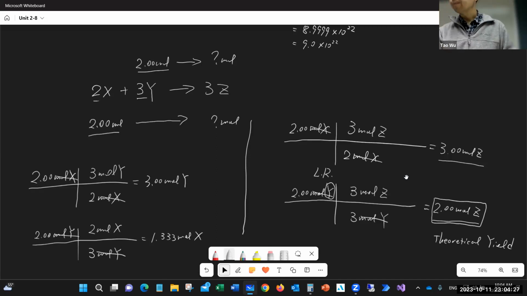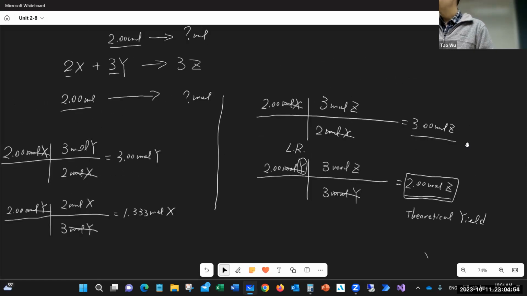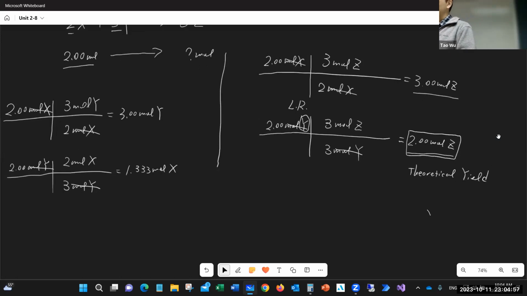So now, this is the limiting reagent. In this case, we know 2.00 moles of Z will be the theoretical yield, which means based on the limiting reagent Y, we can only produce the maximum amount of product Z, which is 2.00 moles. There's no way that we can generate 3.0 moles of Z because Y is already completely consumed. Once the Y is consumed, no more Z can be generated. Are you clear?